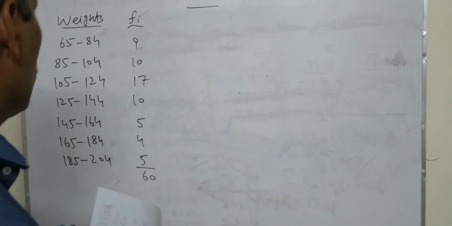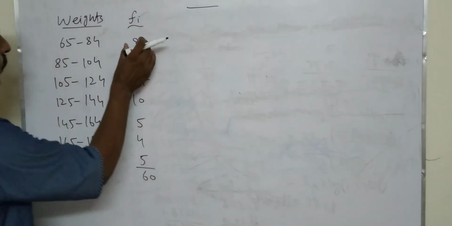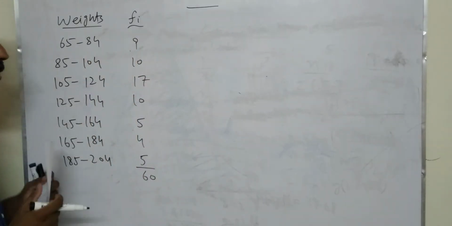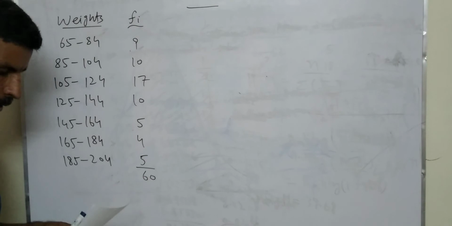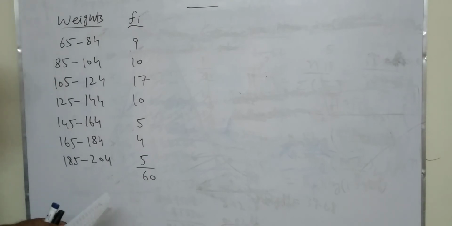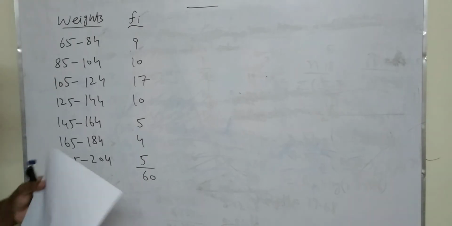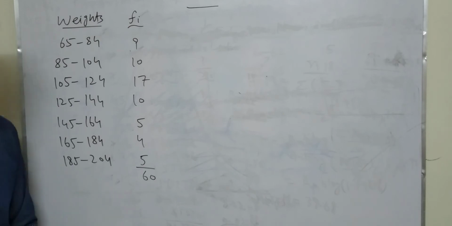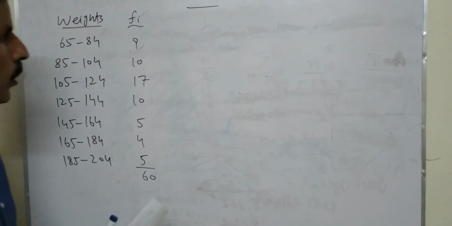This is a type of group frequency distribution. This is frequency and this is groups. So this is called group frequency distribution. In group frequency distribution, we have different formulas for calculating arithmetic mean, geometric mean, and harmonic mean.